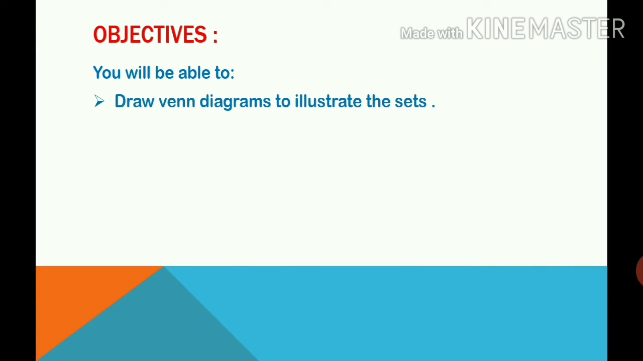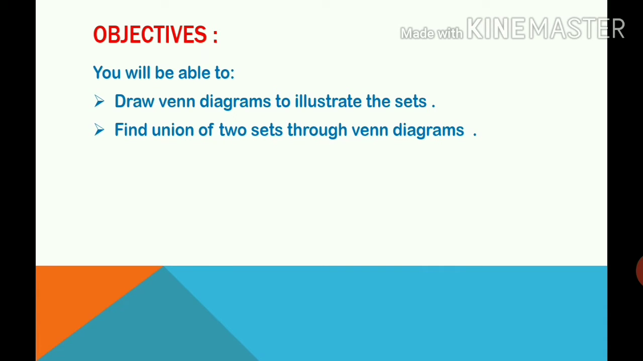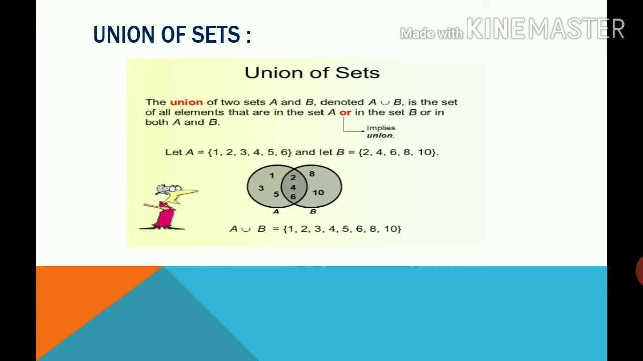Explanation, you'll be able to draw Venn diagrams to illustrate the sets. Find the union of two sets through Venn diagrams. Write elements in set notation. Okay ji, union of sets.